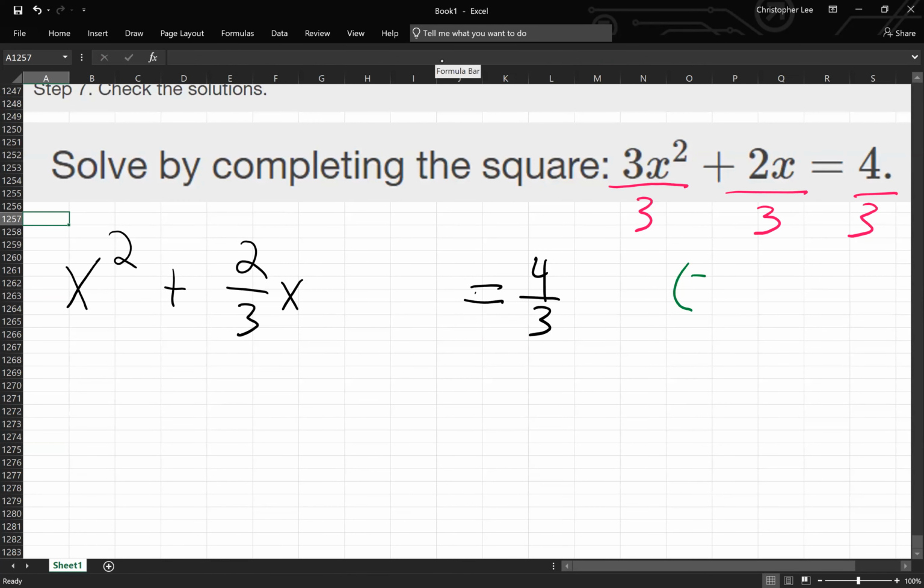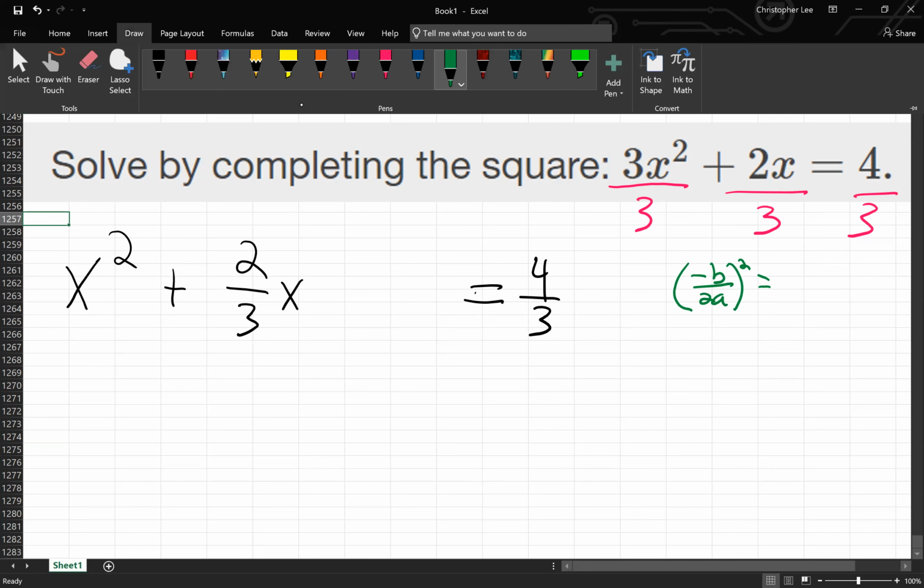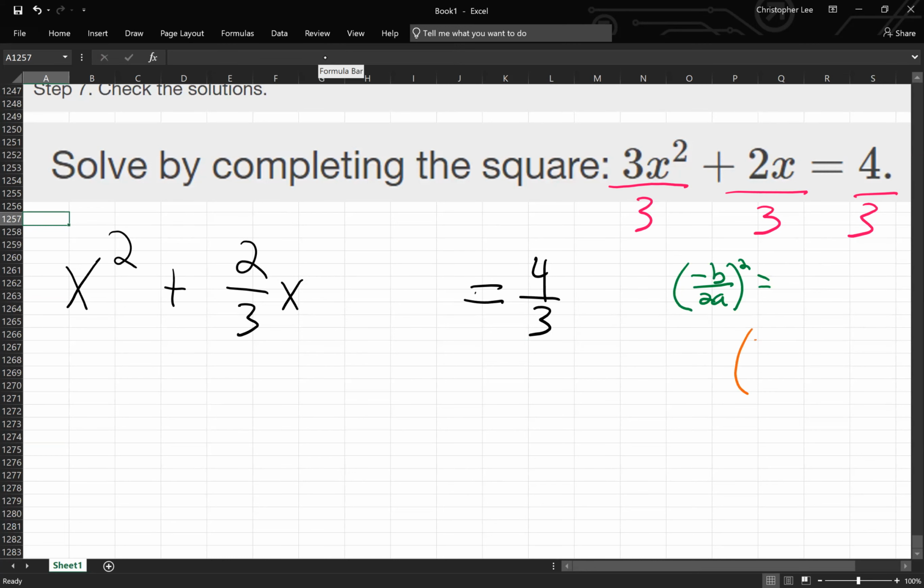Go straight into your formula. You already know: negative b over 2a, squared. And then just plug it in, right? Nothing crazy here. Just plug it in. So I'm going to have what? Negative, my b over here is 2 over 3, divided by 2 times 1, squared. This is going to become negative 2 over 3 times 1 over 2.